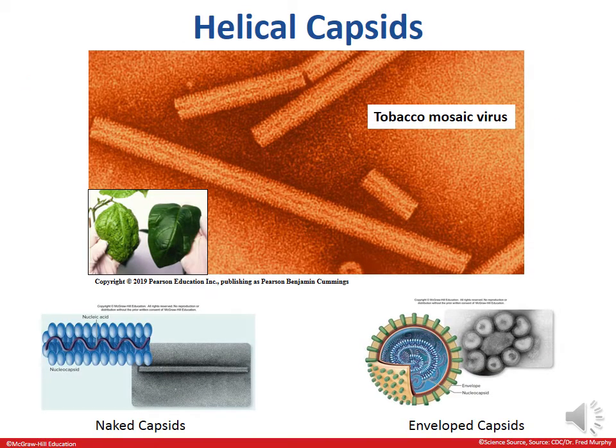So some examples, in fact, this is the first virus ever discovered, called the tobacco mosaic virus. It's a really large virus, but these helical viruses, or helical capsids, are made of a single type of capsomere, and they're literally just layered together until they make this hollow tube. And so these are really long, really symmetrical capsids, and the DNA would just be inside of that hollow tube.